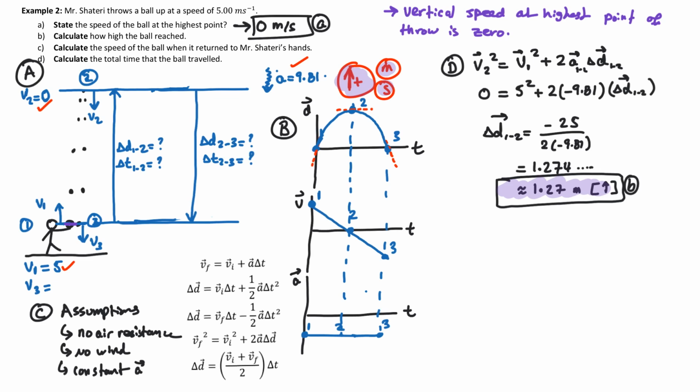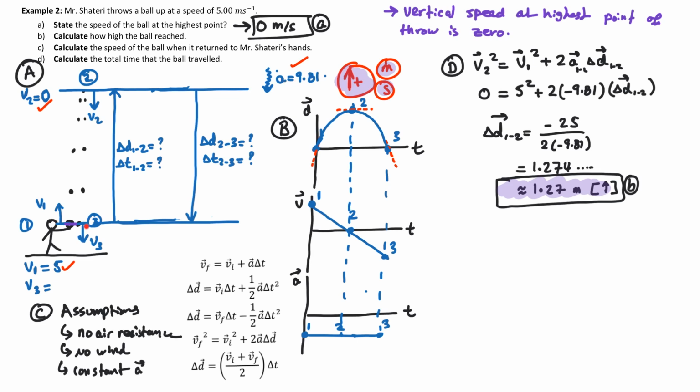No problem. I'm going to use a different color just to distinguish between the little solutions here. In order to figure out the speed of the ball when it returns to Mr. Shatteri's hand, we can use either events 1 and 3, or events 2 and 3. It's completely up to us. For event 2 to 3, we have initial velocity, we have the displacement, because it's going to be the same displacement going up as it is going down. And we also have the acceleration, so we can definitely use that.